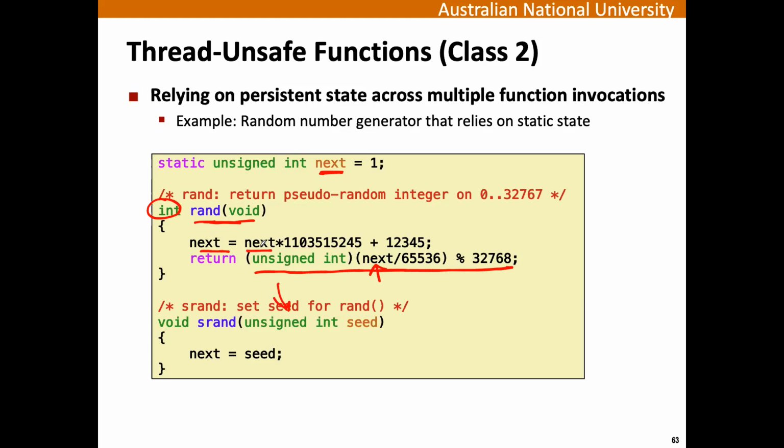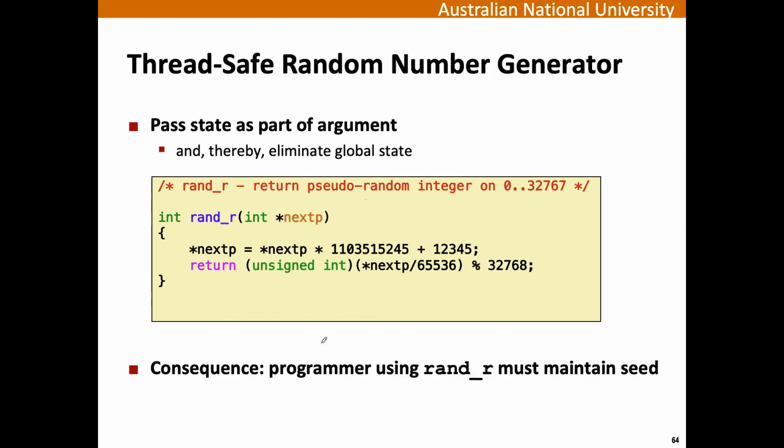So this function rand is maintaining some state. If you call this function from two different threads, they are not going to see a sequence of random numbers corresponding to their specific seed. It's not obvious what they will see, because there's only one next, and it depends on the seed. So if multiple threads are using a different seed, they will not see the same sequence of values. This is a thread unsafe function because it maintains persistent state across multiple function invocations.